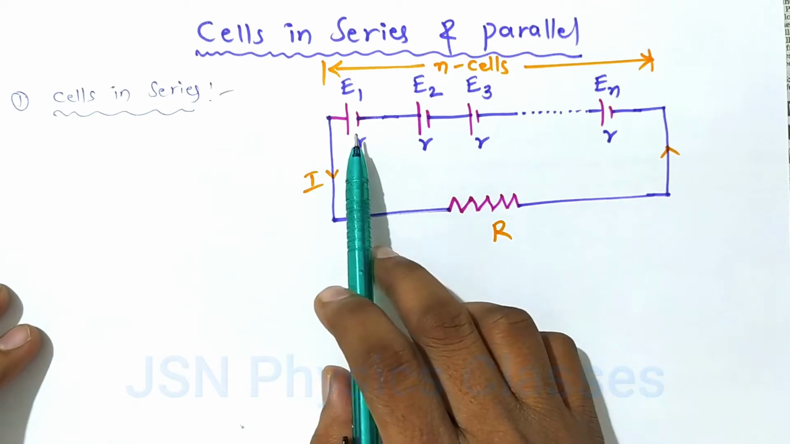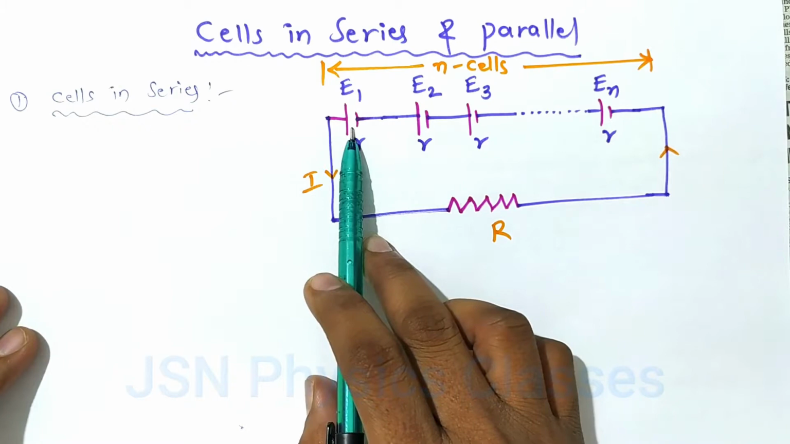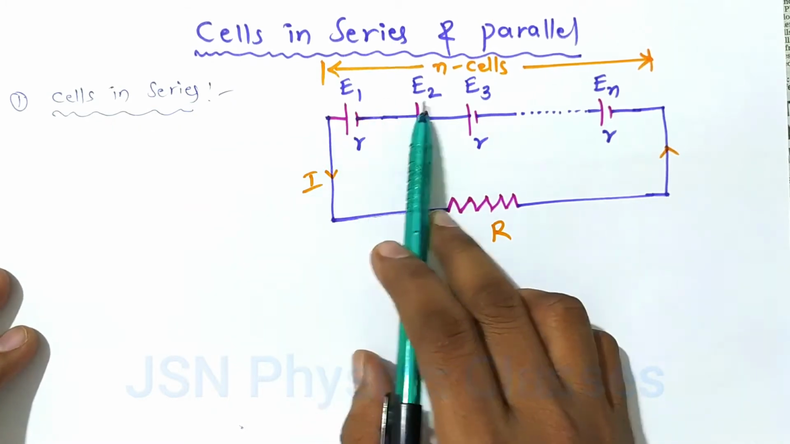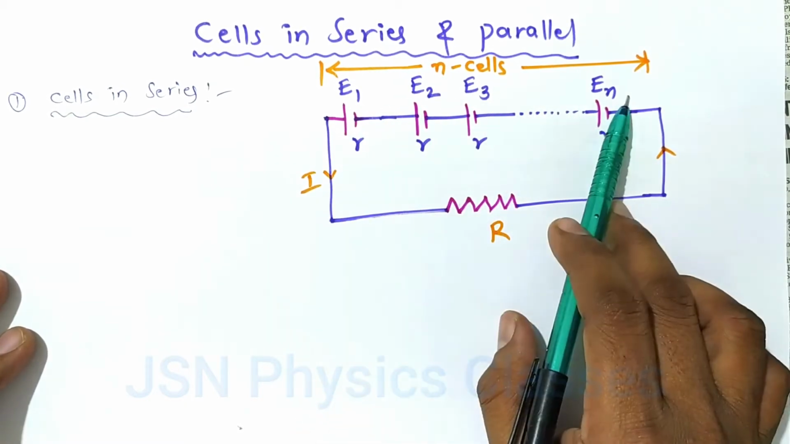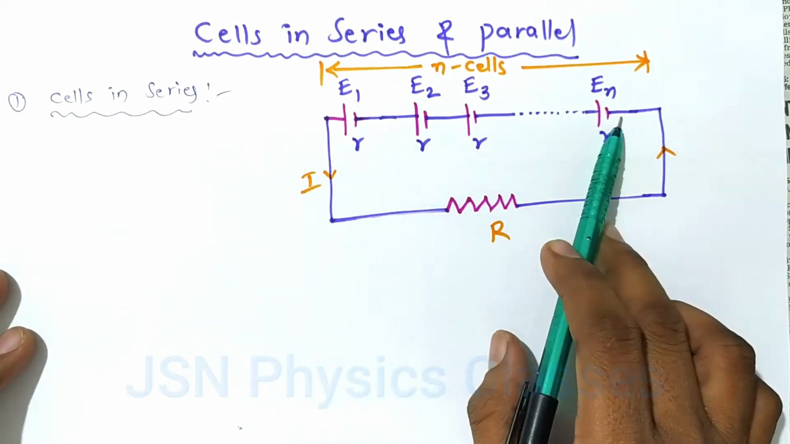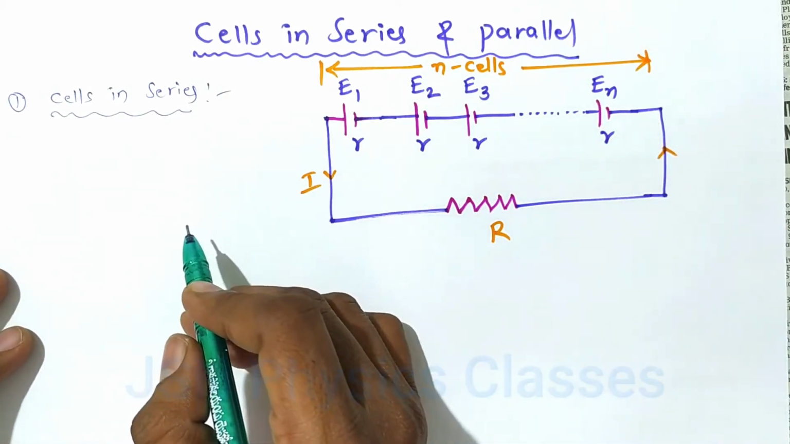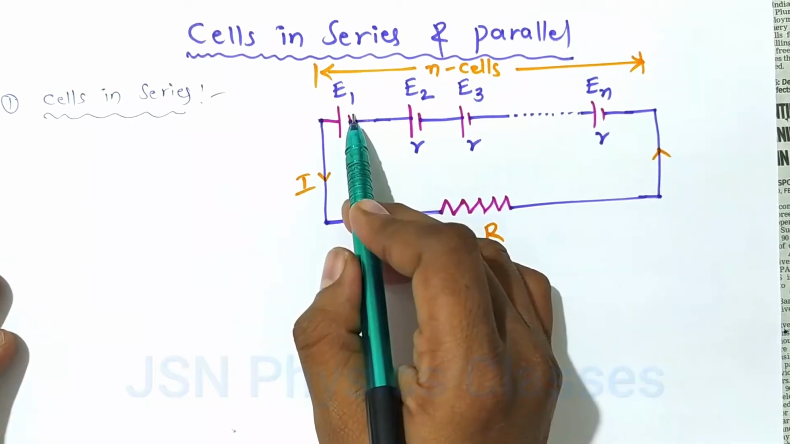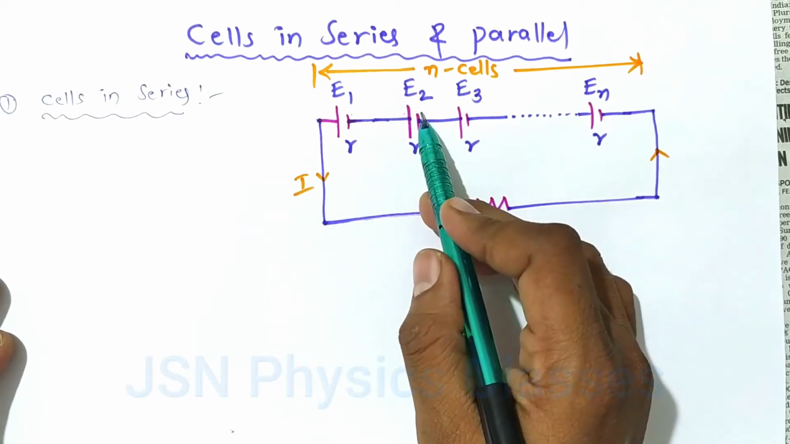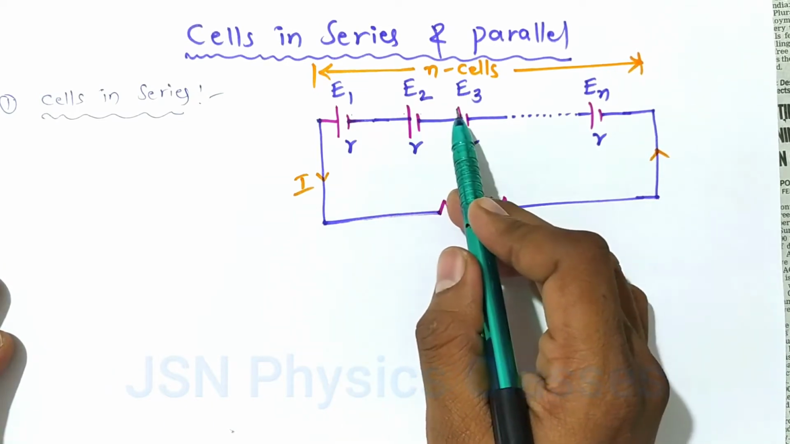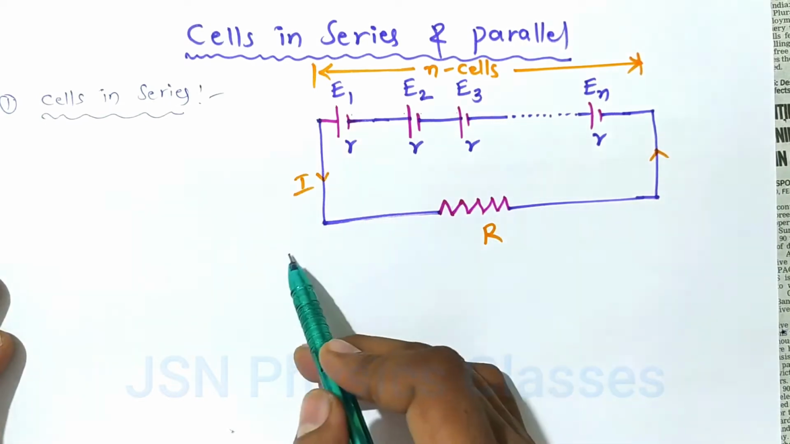Let us consider n number of batteries, n identical battery cells, E1, E2, E3 up to n. These n batteries I am connecting in series combination. We already discussed series combination in previous classes. Series means the negative terminal of one battery is connected to the positive terminal of the other battery, and the negative terminal of the second battery is connected to the positive terminal of the next. This type of connection is called series combination.